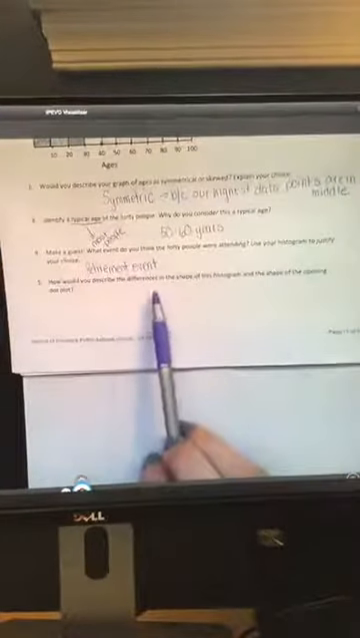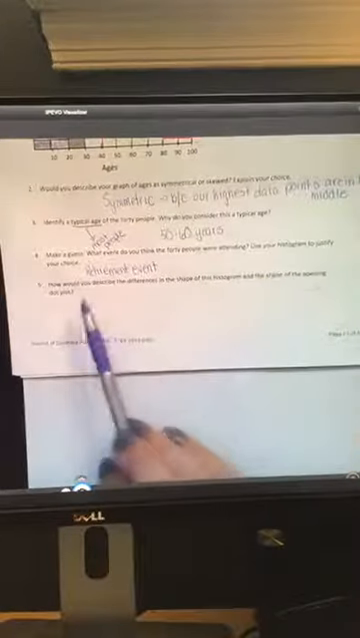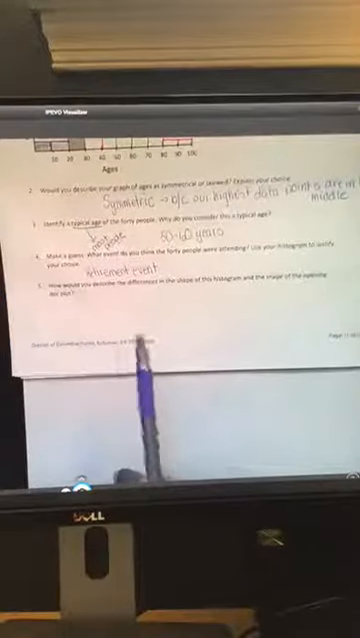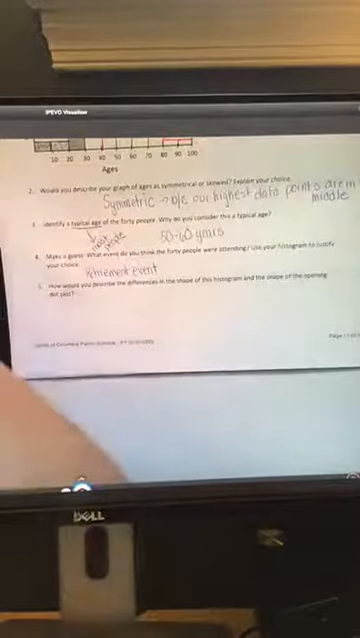So number 5, how would you describe the differences in the shape of this histogram and the shape of the opening dot plot? All right, now, since you did the opening dot plot on your own, that was part of your warm-up, remember? You're going to have to answer this question on your own. So after you complete the opening, come back, make sure you also answer question 5.